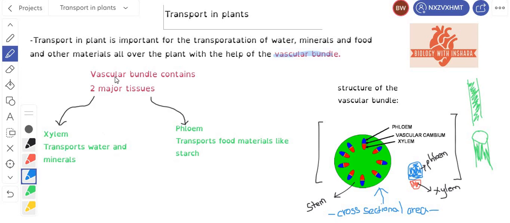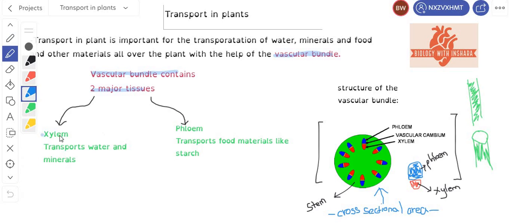The vascular bundle consists of two major tissues. The first one is your xylem tissue and the second one is your phloem tissue. There are some differences between the two types of tissues, but they both are found in the vascular bundle.